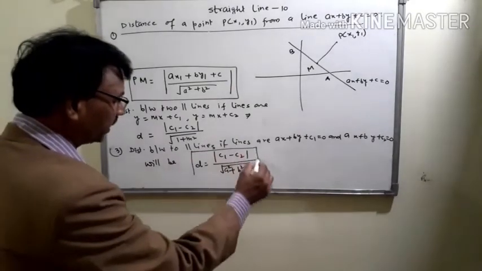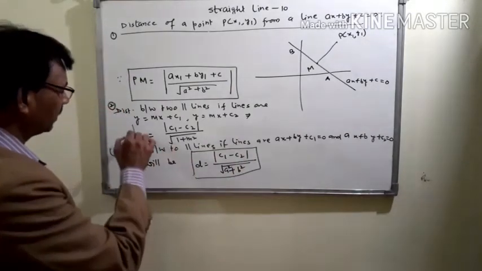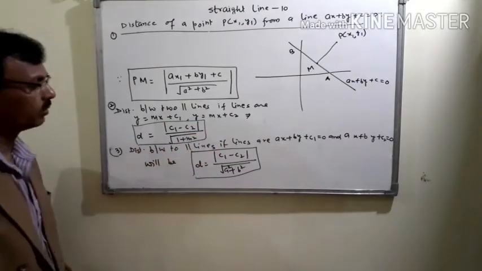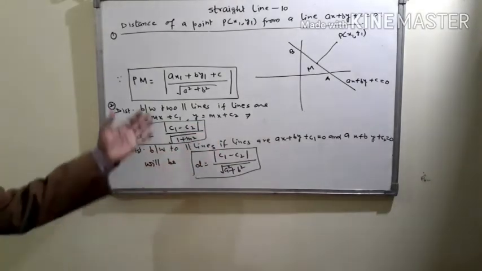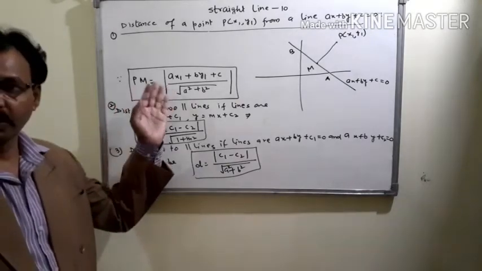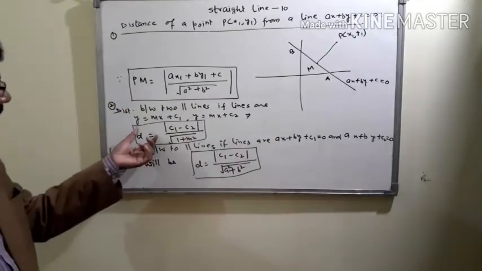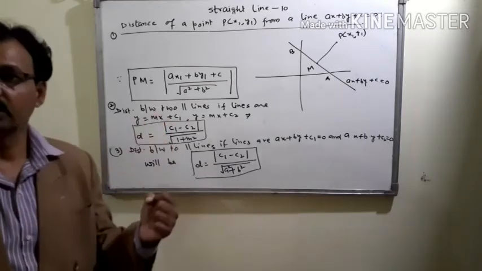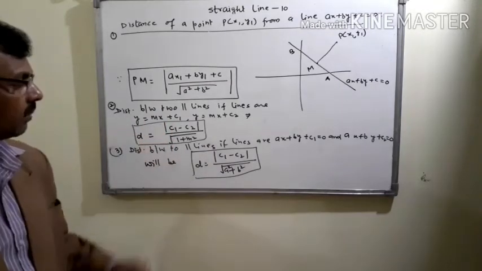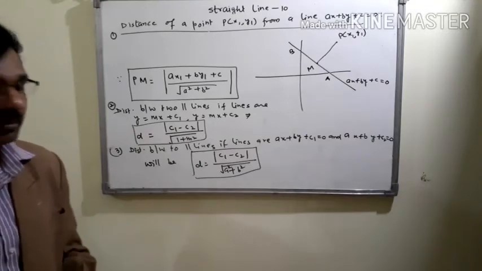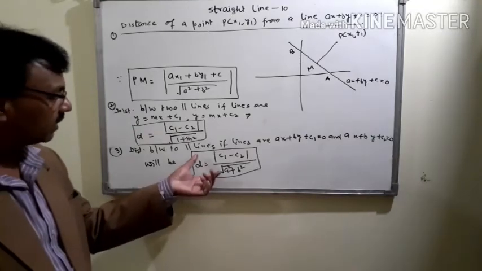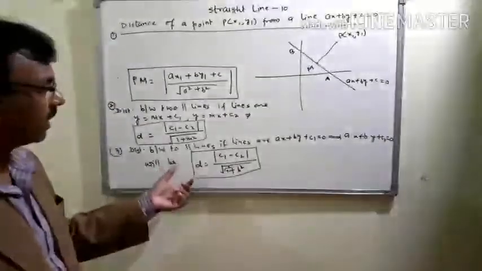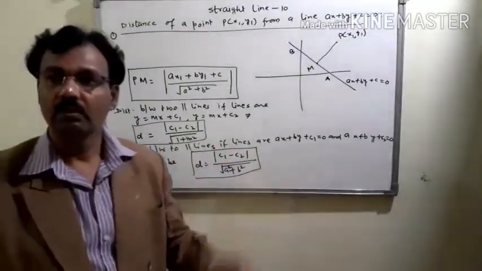Here we will discuss three types of formulas, and all three are very important, so you should learn them carefully. This is the distance of a point from any line. This is the distance between two parallel lines if the equation of the line is given in slope intercept form, and this is the distance between two parallel lines if the lines are given in the general form.